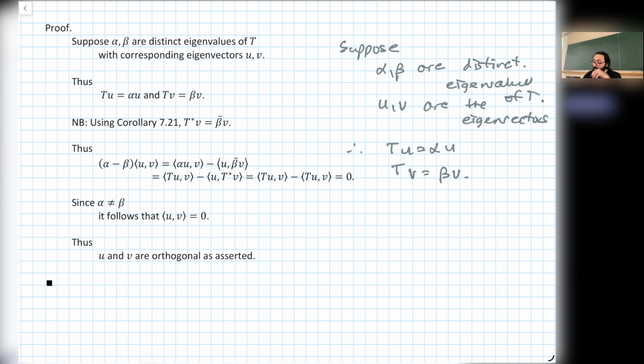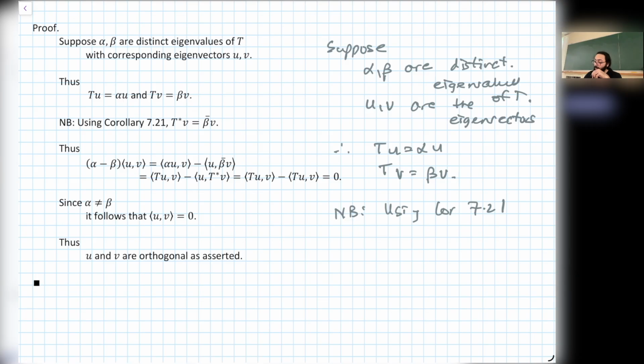Okay, now we're going to make some nice observations. The first observation says that using corollary 7.21, we conclude what? So what was corollary 7.21? It was saying that if you have normal operators, then the eigenvalues for T and T star are related by complex conjugation and the eigenvector stays the same. Right? This is what we just proved using the norm thingy. Like we just proved the second one.